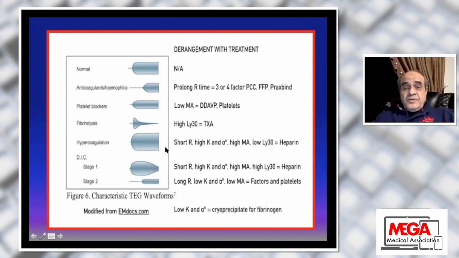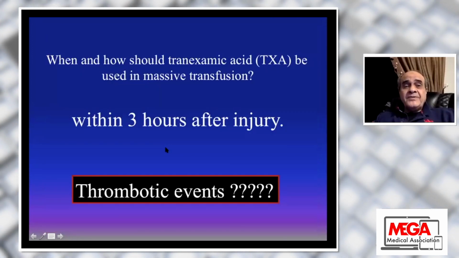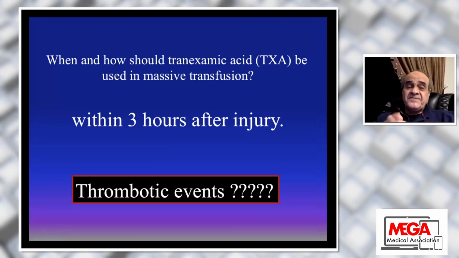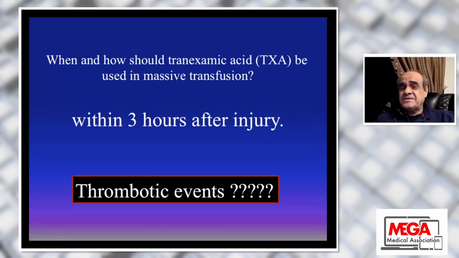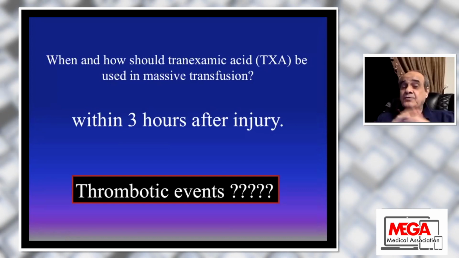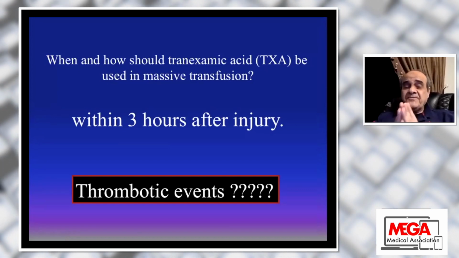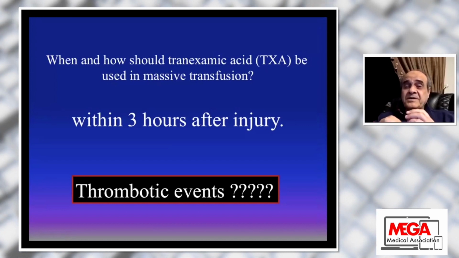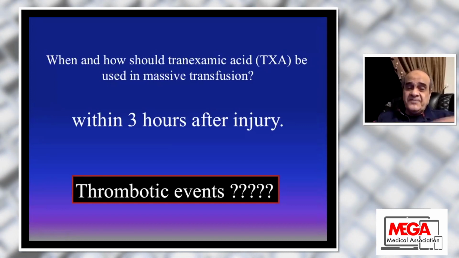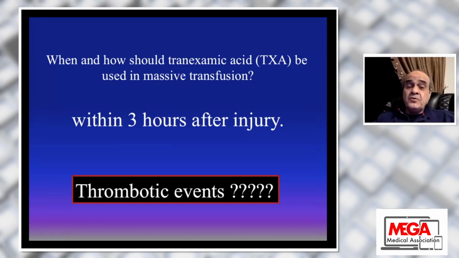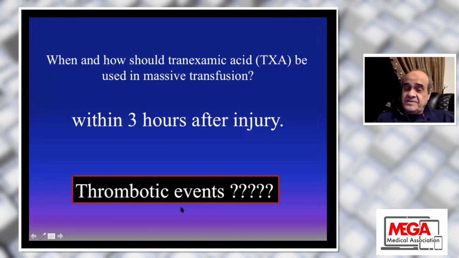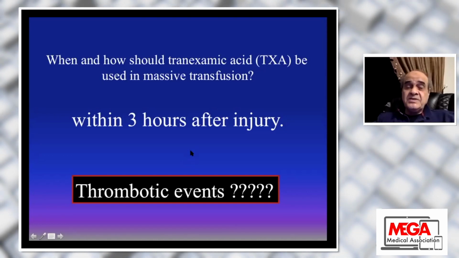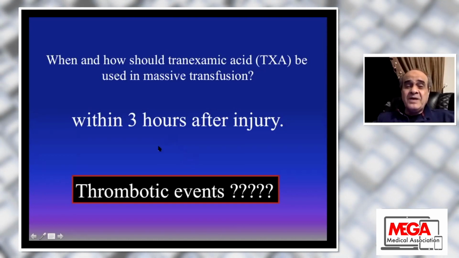This is also repeating what we said. How should tranexamic acid be used in massive transfusion? It must be given within 3 hours after injury. But I wanted to say something: don't give tranexamic acid if the patient exhibits low fibrinolytic activity, because it may cause thrombotic events. It may cause cardiac ischemia, cerebral stroke, and so on. And so it is still under investigation.